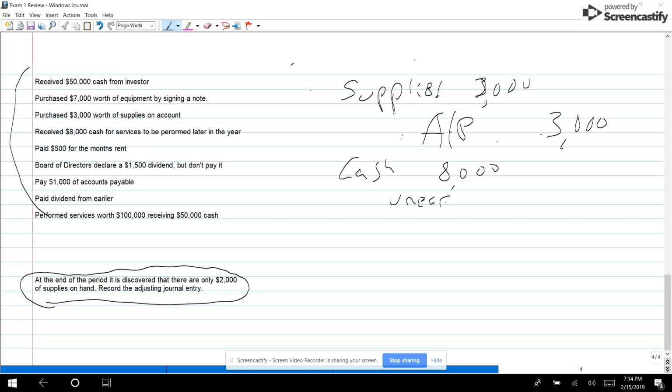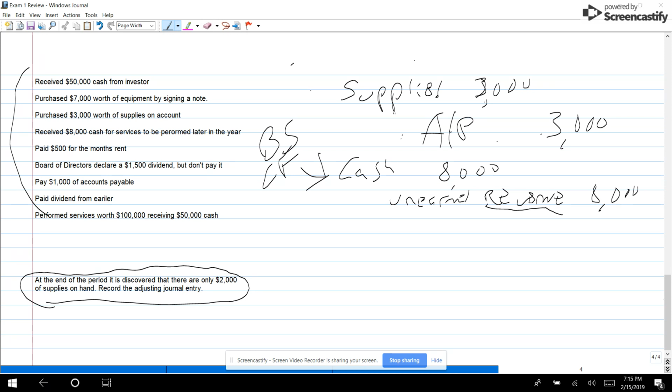Remember, this is unearned revenue. Now, if I asked you what financial statements this transaction affected, it would be the balance sheet and the statement of cash flows only, because there's no revenue. So the income statement, it says revenue, but it's not a revenue account, remember, because it's unearned. So it's not really revenue, it's a liability.